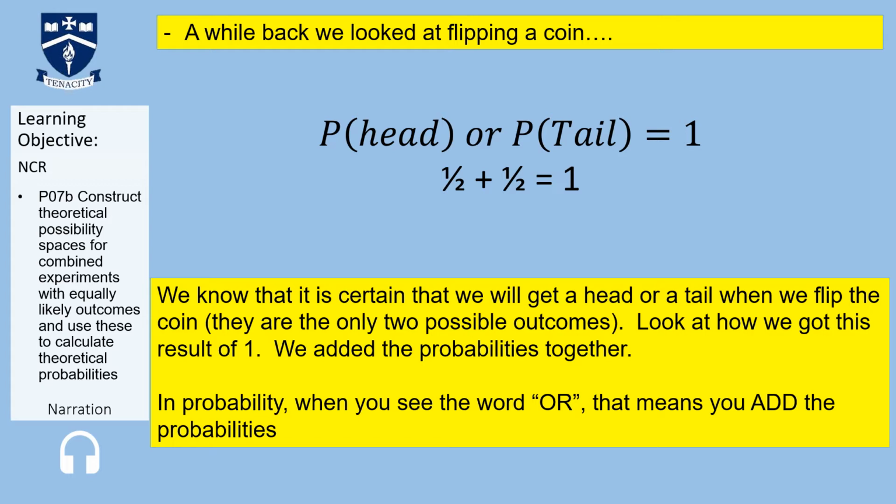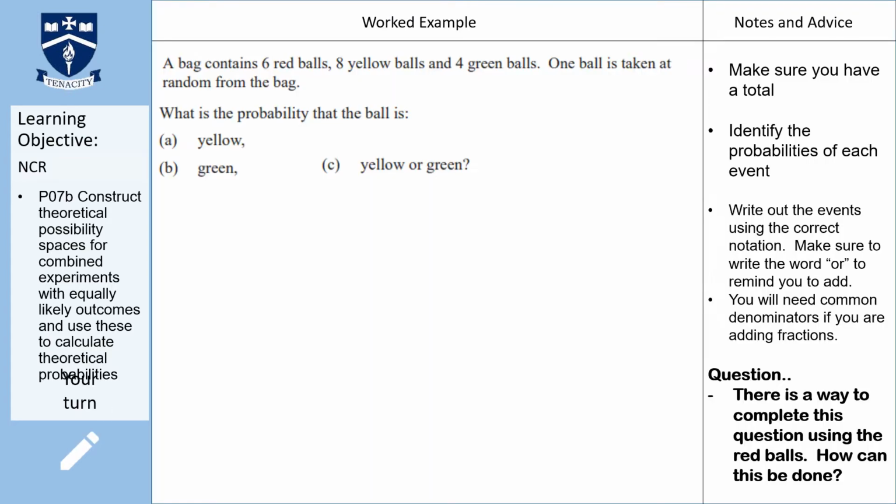Now look at that, where that word "or" is, and look what it means we have to do. Where do we get the 1 from in this? Well, we take the probability of a head, which is a half, and we add it to the probability of a tail, which is a half, and the two halves add up to 1. So this leads us to the big learning point for this lesson. When you see the word "or" in probability and you're given different probabilities, that means you have to add the probabilities together.